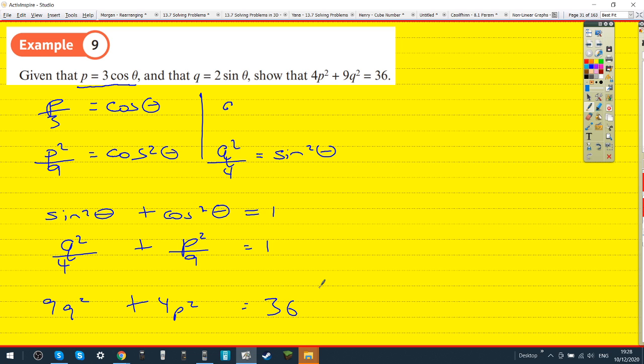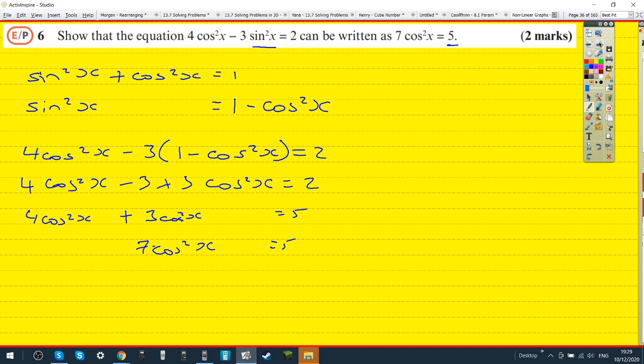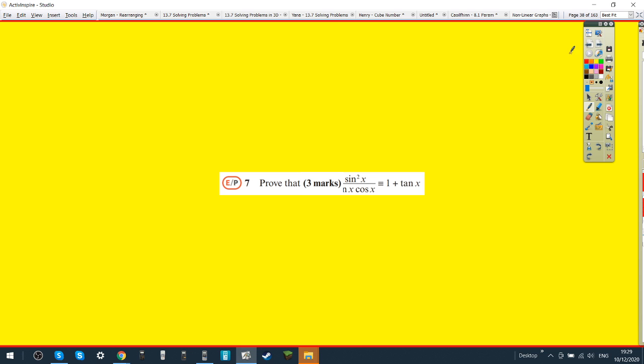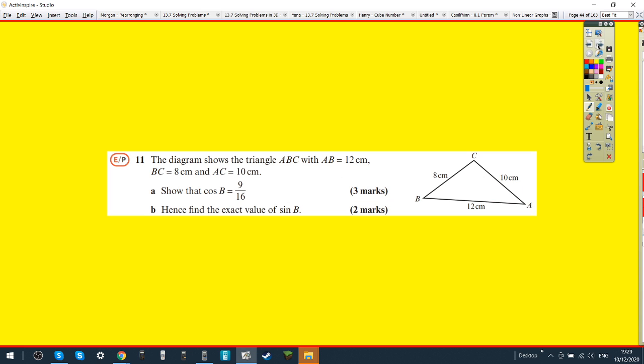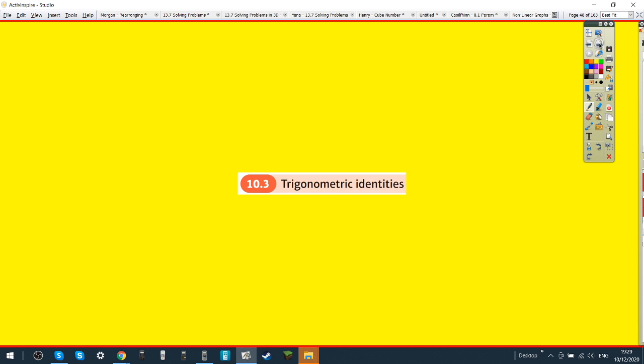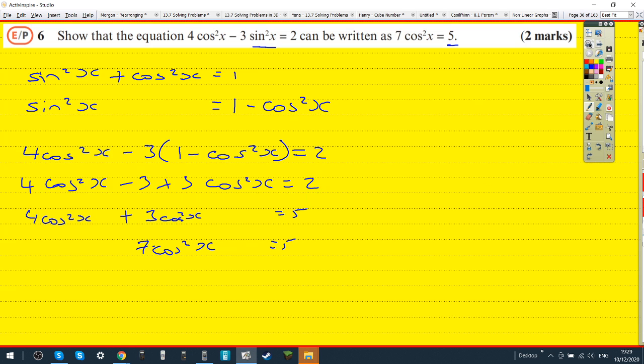And so that was using, you make it sine squared equals, cos squared equals, and then you go from there. Any questions about that one? Nope. Okay, we did what we needed.